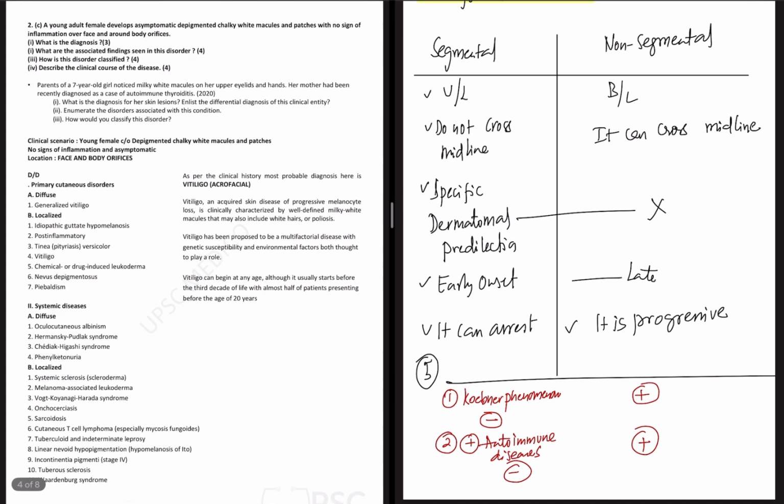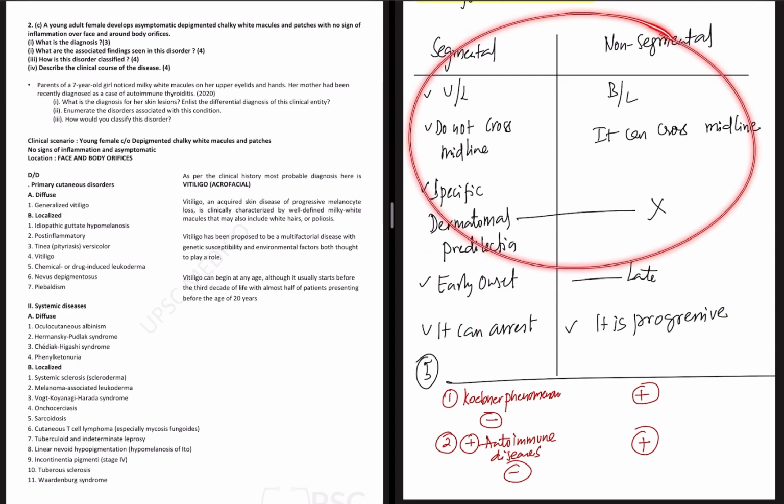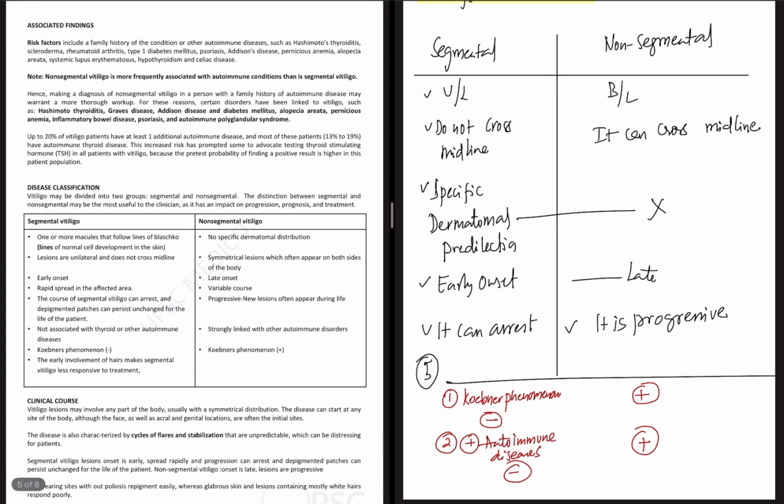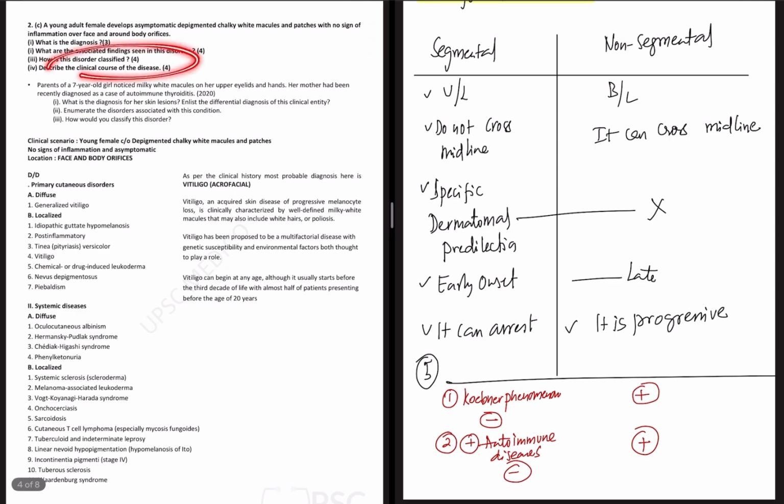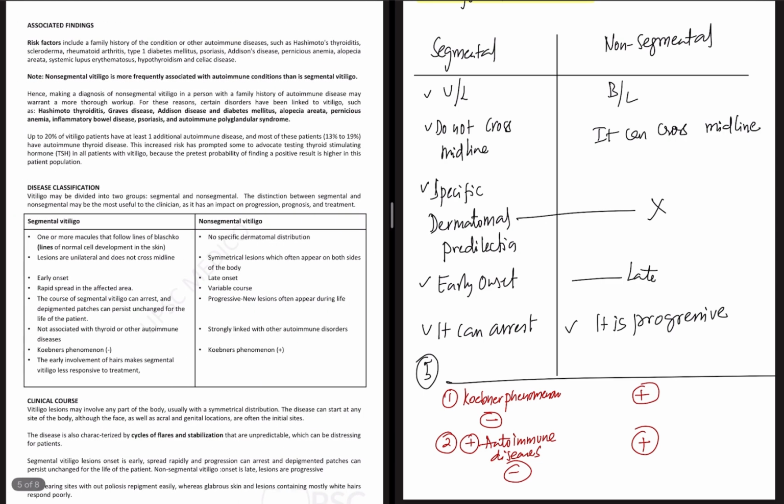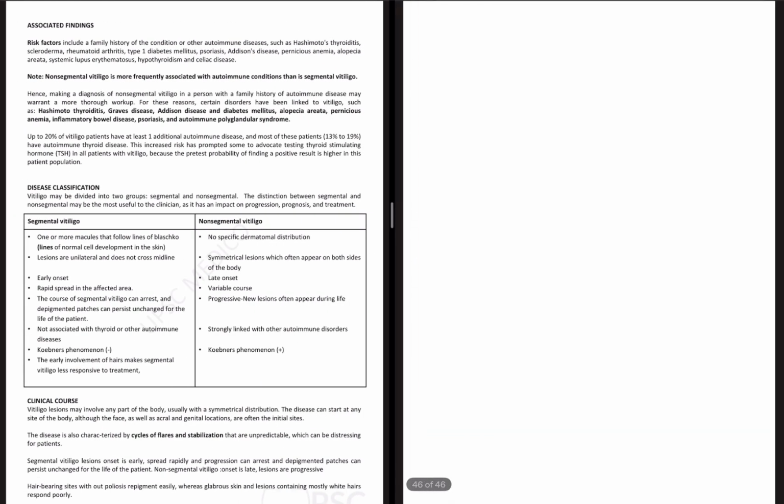Right? Finally, how is this disease classified? The same thing, so I don't think we need to discuss this further. The classification is both segmental and non-segmental vitiligo. What is the clinical course of the disease? See, clinical types is different. Clinical variants is different. Clinical course is different.